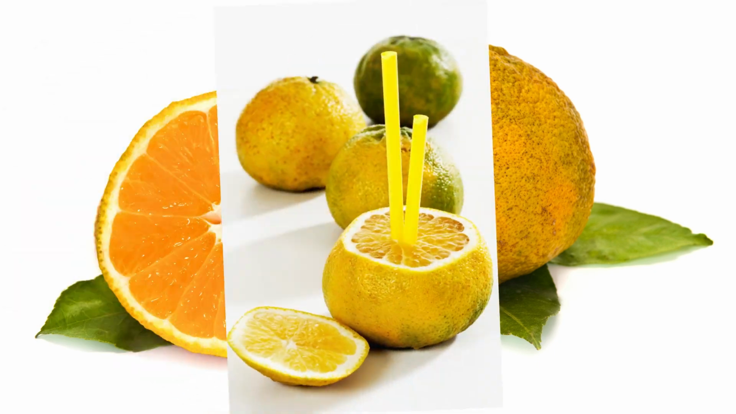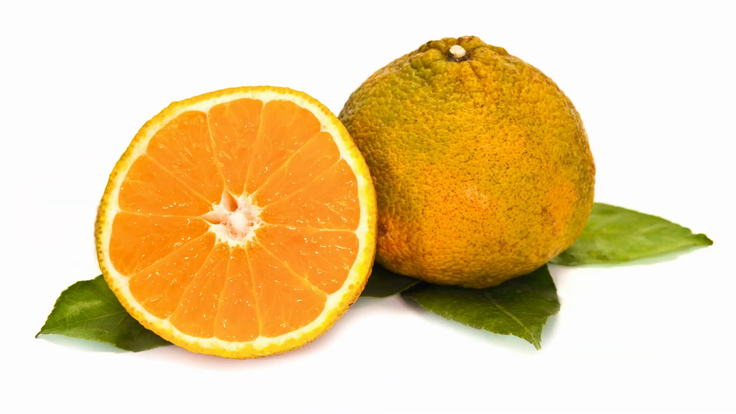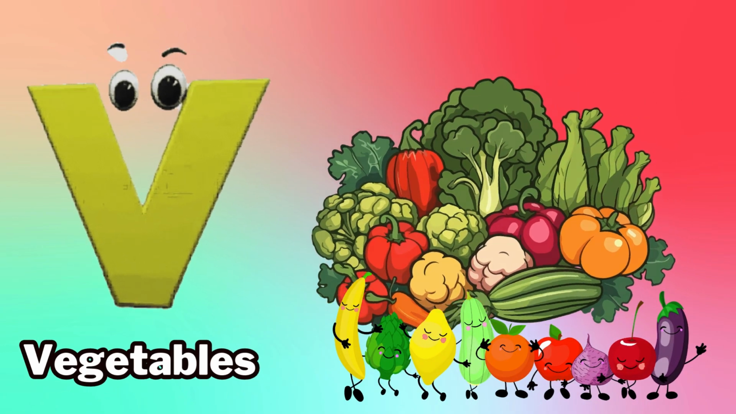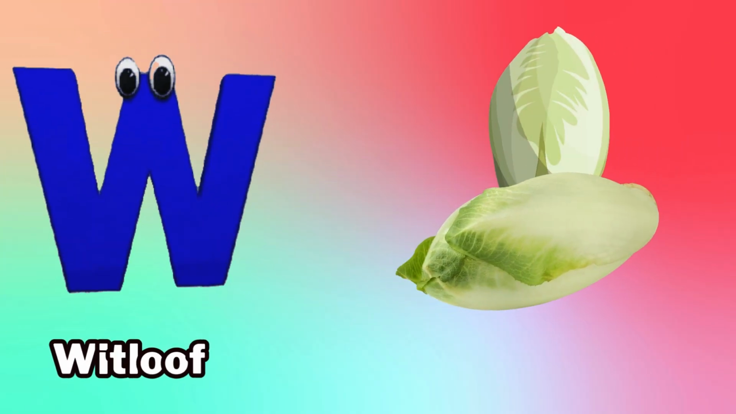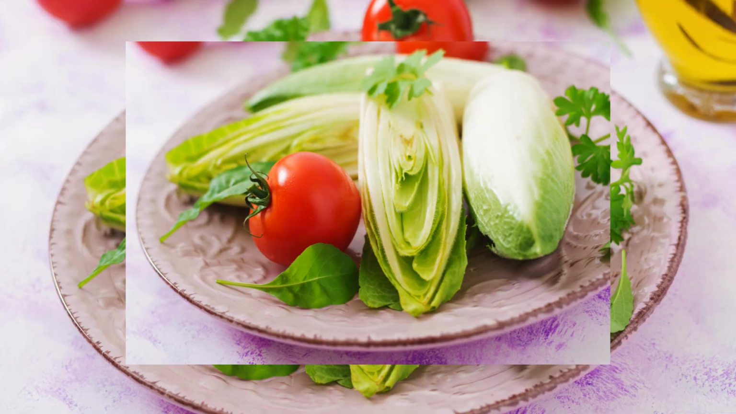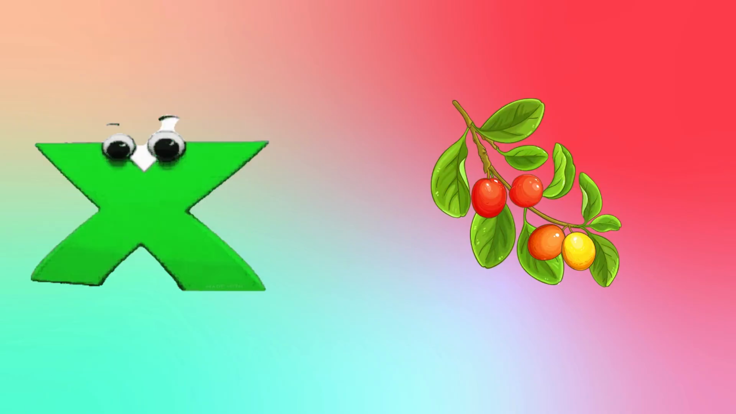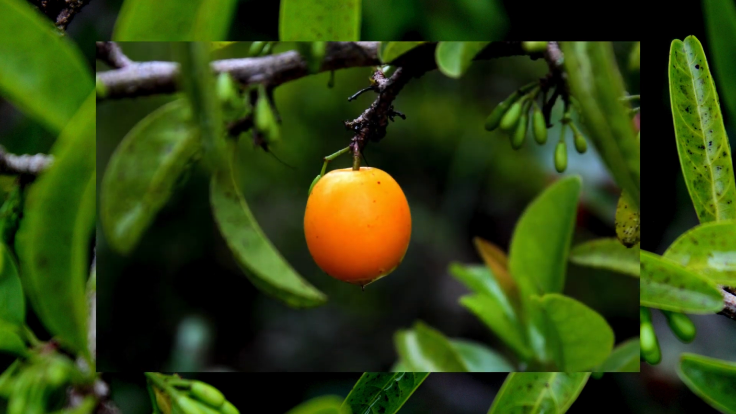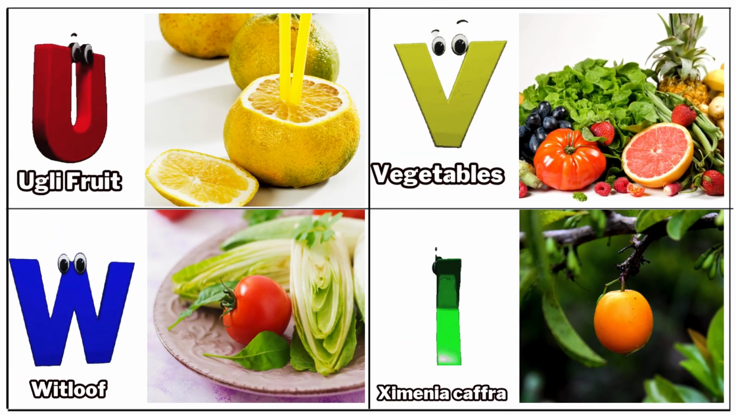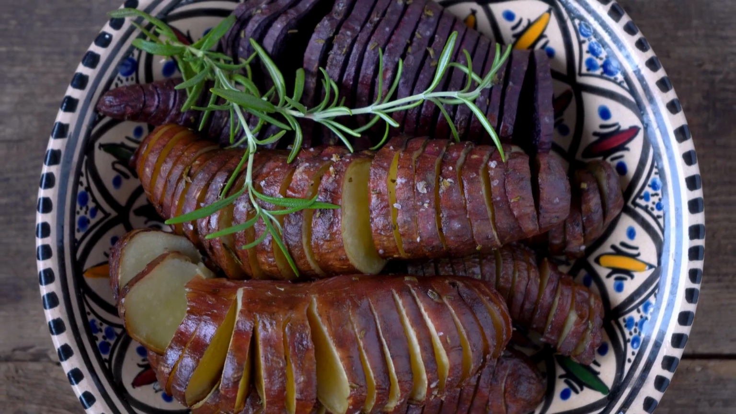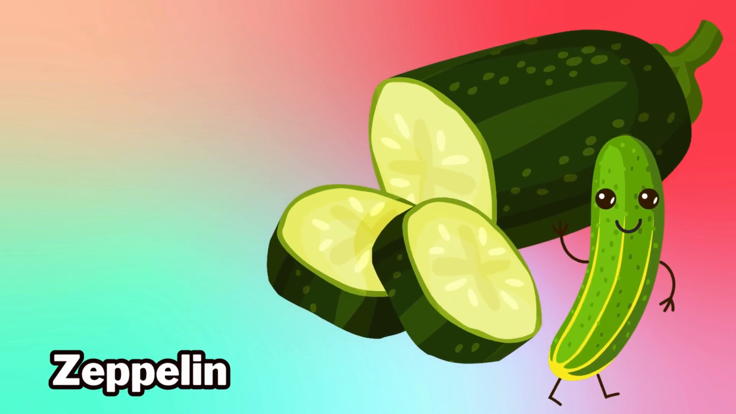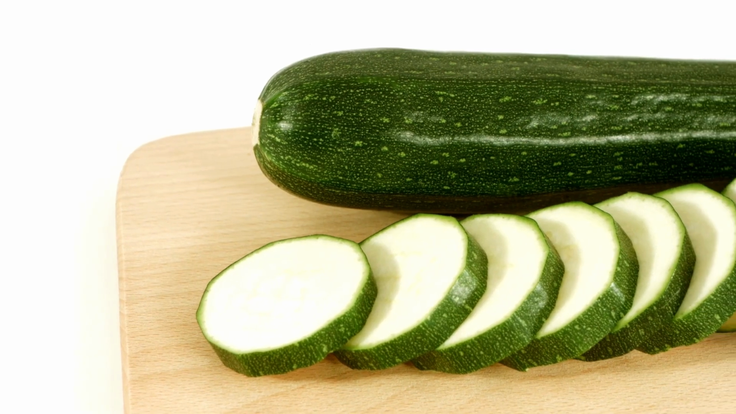U is for ugly fruit. Ugly fruit. V is for vegetables. Vegetables. W is for whitlow. Whitlow. X is for Ximenia cafra. Y is for yam. Yam. Z is for zucchini. Zucchini.